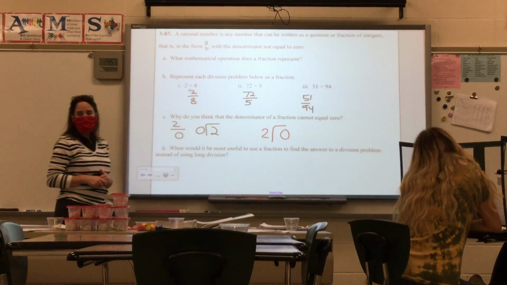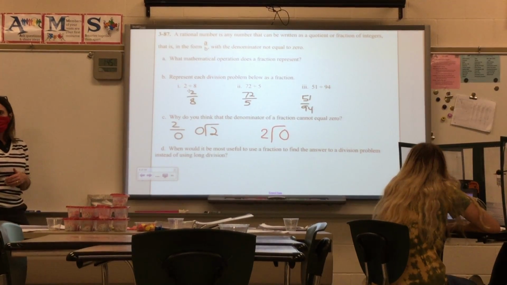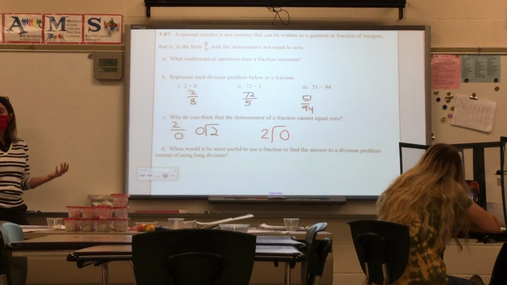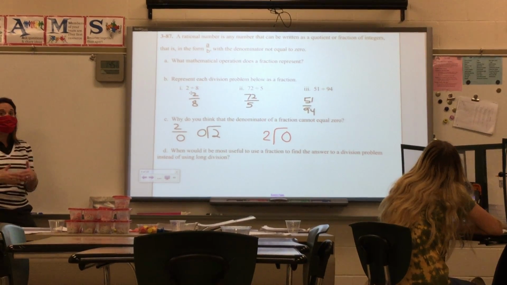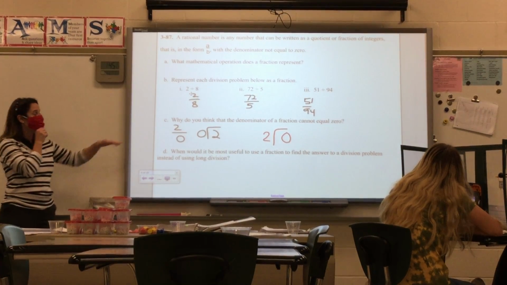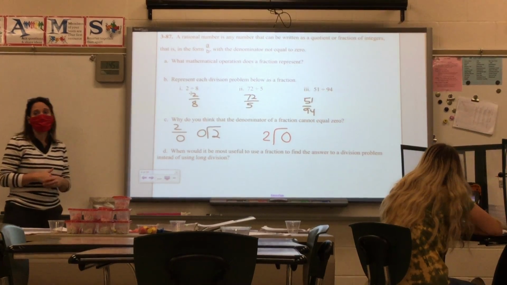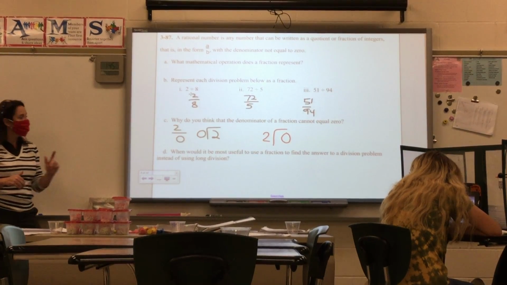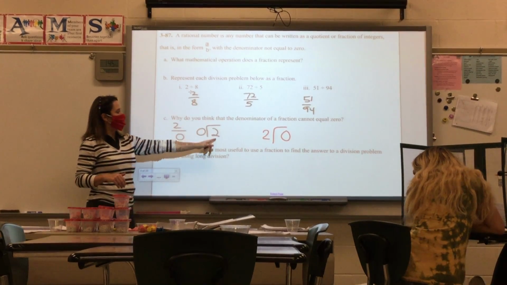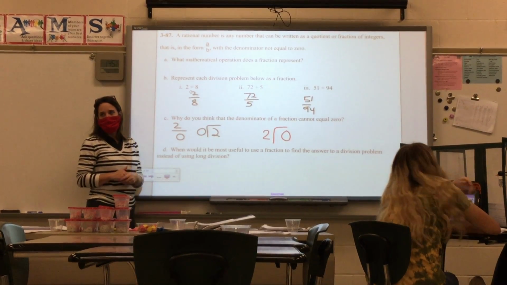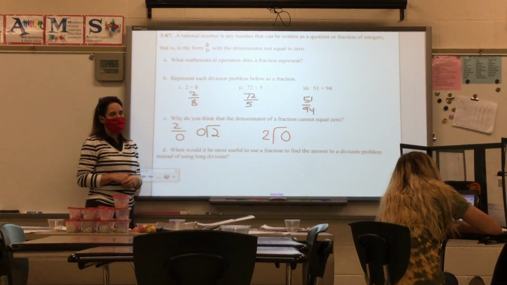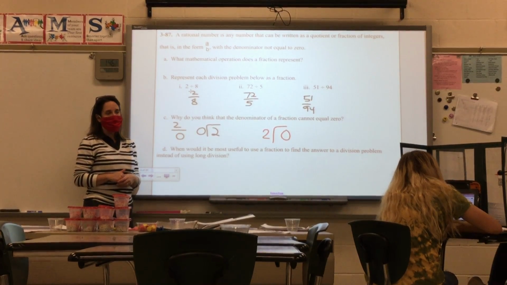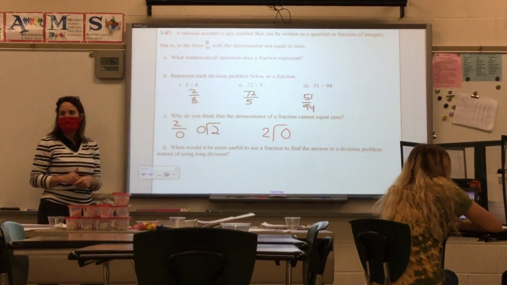I have 0 cookies. Miley and I are going to share them. How many are we going to get? 0. I can do that. The answer is 0. That's 0 divided by 2. Now I have 2 cookies and I'm dividing it between 0 people. Can't really do that. Also, 0 times what will get me close to 2? Nothing. Does anybody have their calculator close?